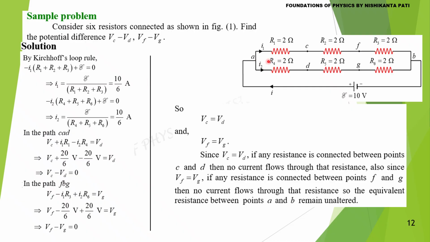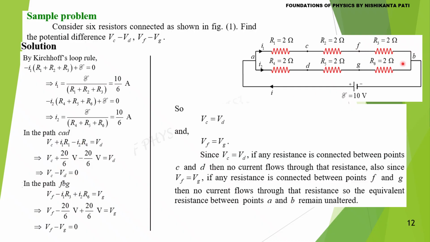Applying Kirchhoff's second law to this loop, minus I2 R4 minus I2 R5 minus I2 R6 plus EMF equal to 0. So I2 also comes to 10 by 6 ampere. In the path CAD, Vc plus I1 R1 minus I2 R4 equal to Vd. These two terms cancel. Vc equal to Vd.